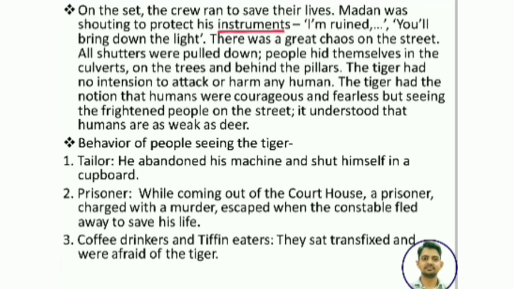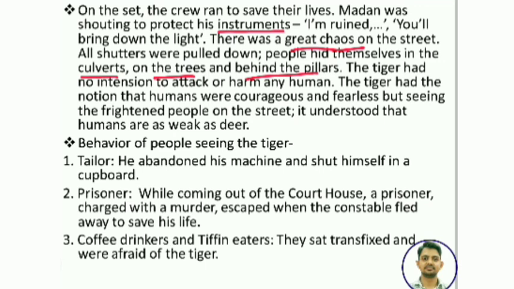So the tiger came on the street. There was great chaos on the street. People were running here and there, all shutters down. People hid themselves under the culvert, under the trees, behind the pillars. But the tiger had no intention of killing anyone. How could people understand this? Seeing a tiger, definitely it's a matter of fear. People would not stay at the place, they would run away.